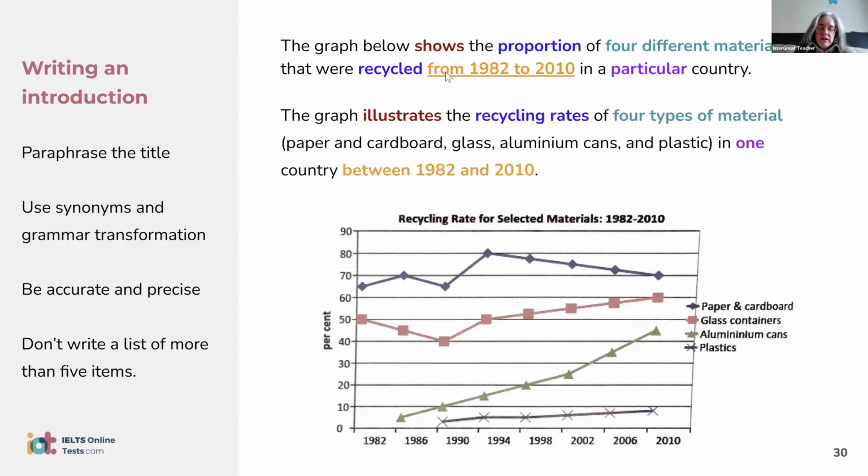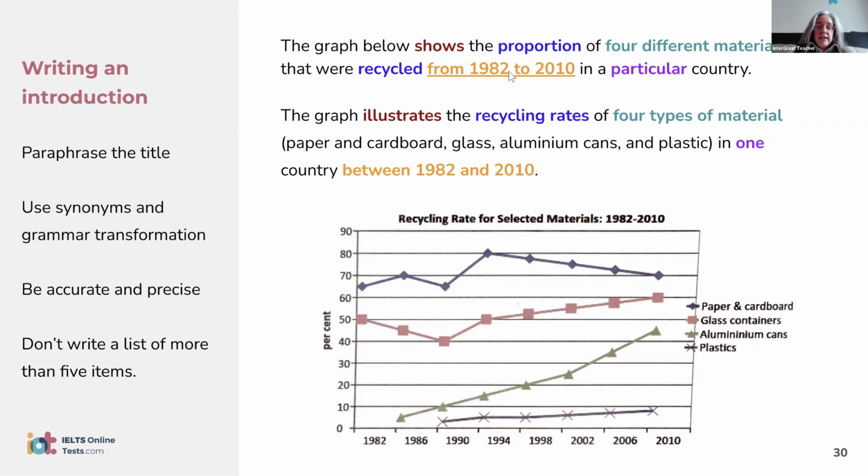And for the final bit, the wording in the task is from 1982 to 2010. And here we've got between 1982 and 2010. So just notice the difference in the words that are used here, and notice which words are used together. Okay, so we use from and to together, from 1982 to 2010. And we use between and and together. So between 1982 and 2010.